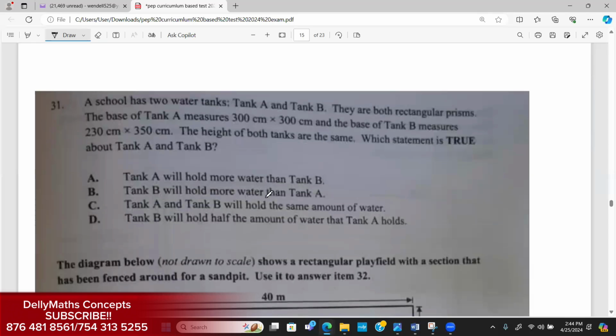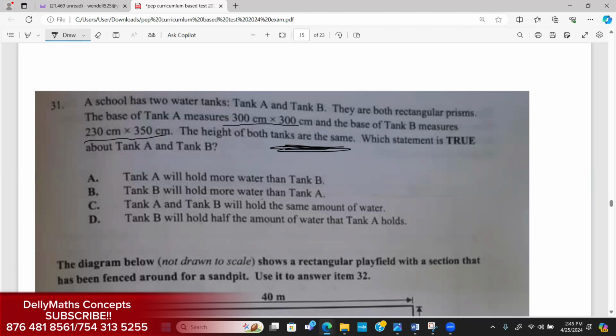Let's keep going. A school has 2 water tanks, tank A and tank B. We're looking at the base. So the base of tank A is 300 times 300. The base of tank B is 230 times 350. Now, the question says the height of both is the same. This is very crucial. So whichever one has the bigger base will win, in terms of having more capacity, being able to hold more water.